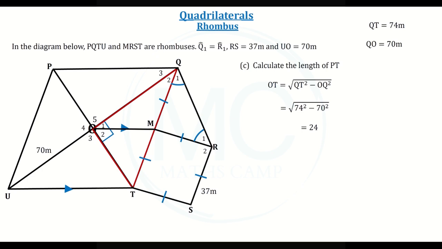But remember that this question is not asking us to find the length of OT. It's asking us to find the length of PT. We know that OT is half the length of PT, so PT is double the length of OT. So if OT is 24 meters long, we can see that PT must be double that, which means that PT is equal to 48 meters.